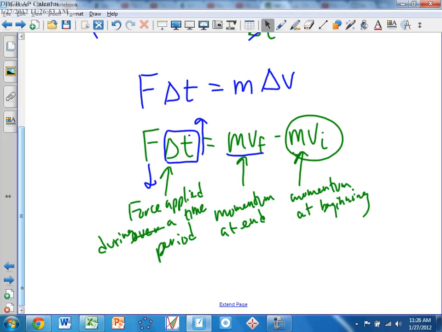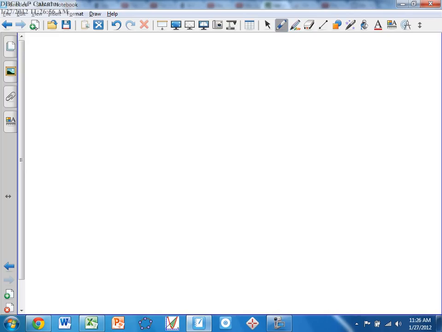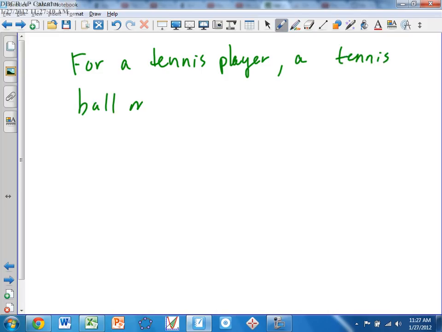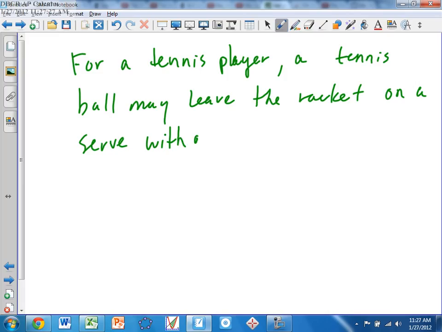So let's say we have a tennis player. Please write this. For a tennis player, a tennis ball may leave the racket on a serve with a velocity of 55 meters per second. Guys, why are we talking? Come on. You got it right, please. 55 meters per second, which is about 120 miles an hour, in case you're wondering.